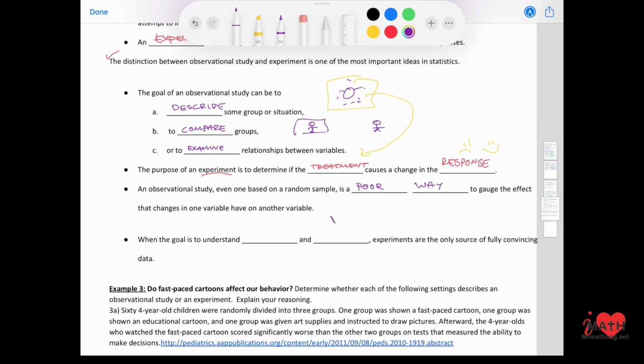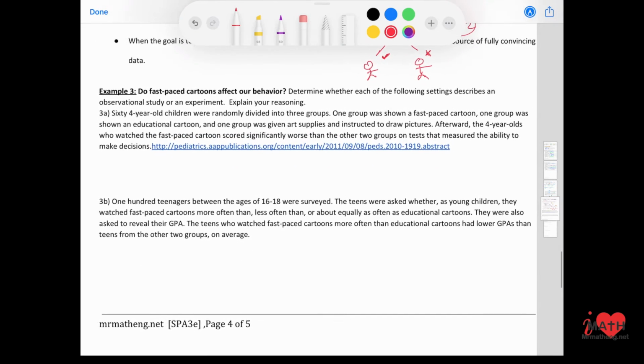When the goal is to understand cause and effect, experiments are the only source of fully convincing data, right? They want to know if vaccine number 1 or vaccine number 2 for COVID is going to work. And how that works is, eventually we'll talk about this, they give the real stuff to some people, and they give a placebo or nothing to someone else, and see if it actually works and what its efficacy rate is. All right, let's do a couple examples here.